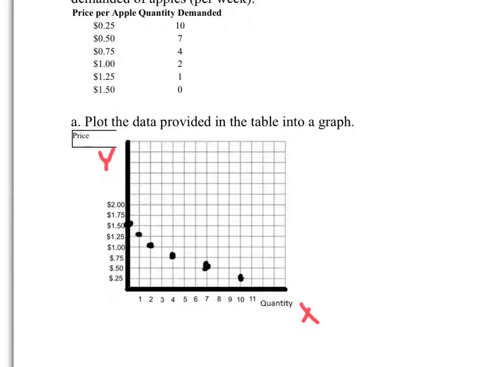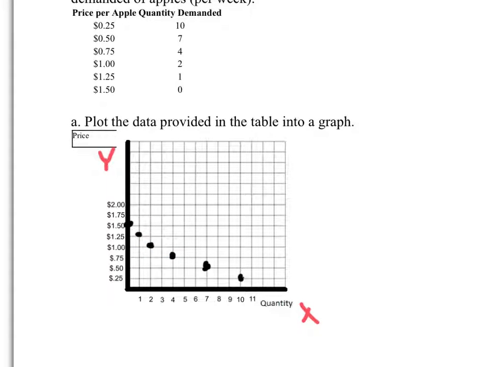So here, at 25 cents per apple, you're going to buy 10 apples per week. So I plotted that point right there for you. At 50 cents per apple, you're going to buy 7 a week. So I plotted that point. My points weren't very good, but I did the best I could. At 75 cents per apple, you can see here you're going to buy 4 apples. So I plotted that point. And then that, and that, and that.